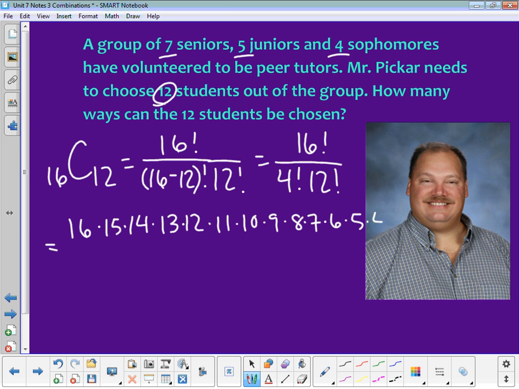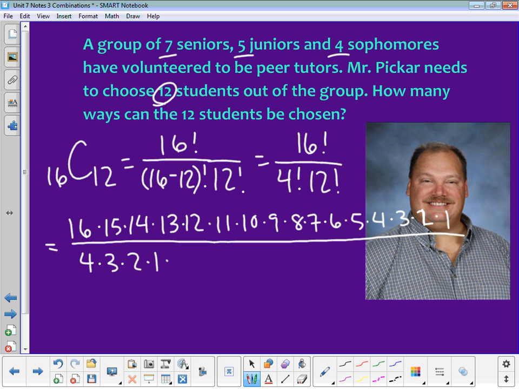Uh-oh, we're going to have to write over Mr. Picard here. Oops, 2 and 1. In the denominator, that's a long fraction. I have 4 factorial, 4 times 3 times 2 times 1. I also have 12 on down.